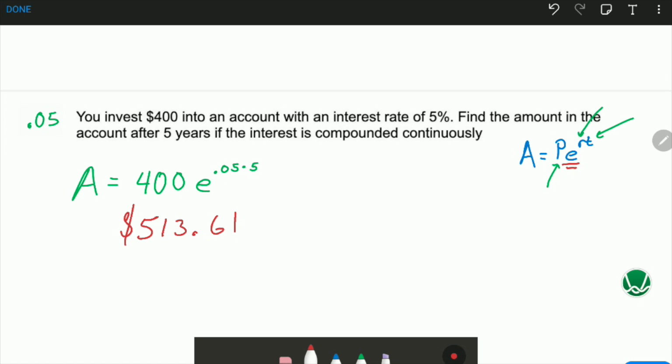So this is the same situation as the earlier example. It's just now we're compounding continuously, and you can see this has an even greater profit than the other ones. The more times it's compounded, the more interest is earned.